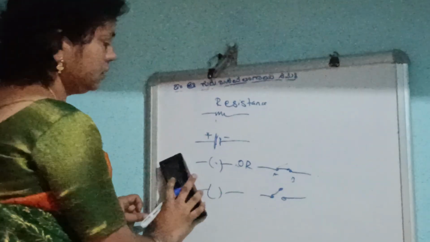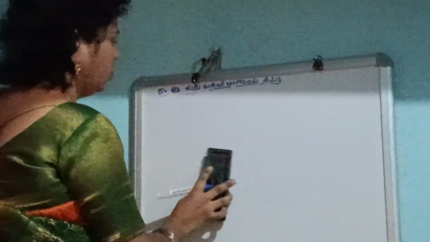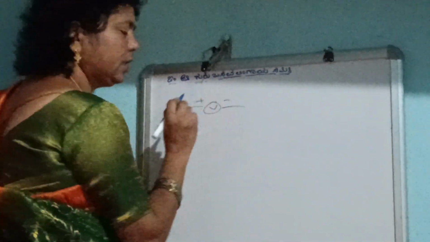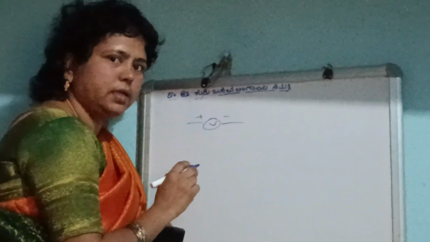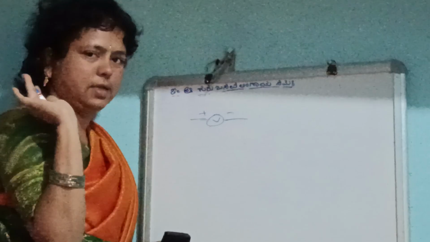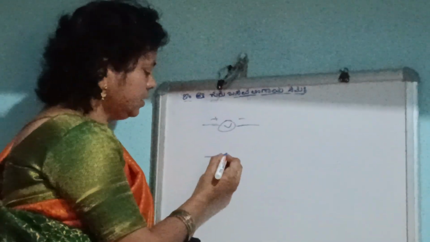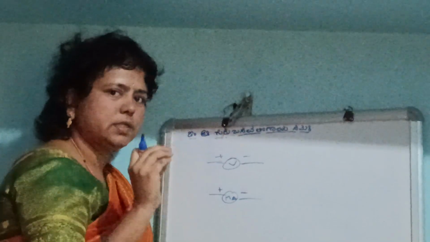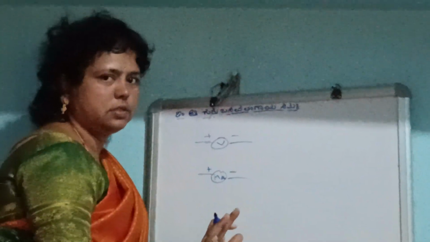Next, the voltmeter can also be written like this, with positive and negative terminals. This is the voltmeter terminal. A voltmeter is always connected in a circuit in parallel. And this is the ammeter, with positive and negative terminals. An ammeter is always connected in a circuit in series.